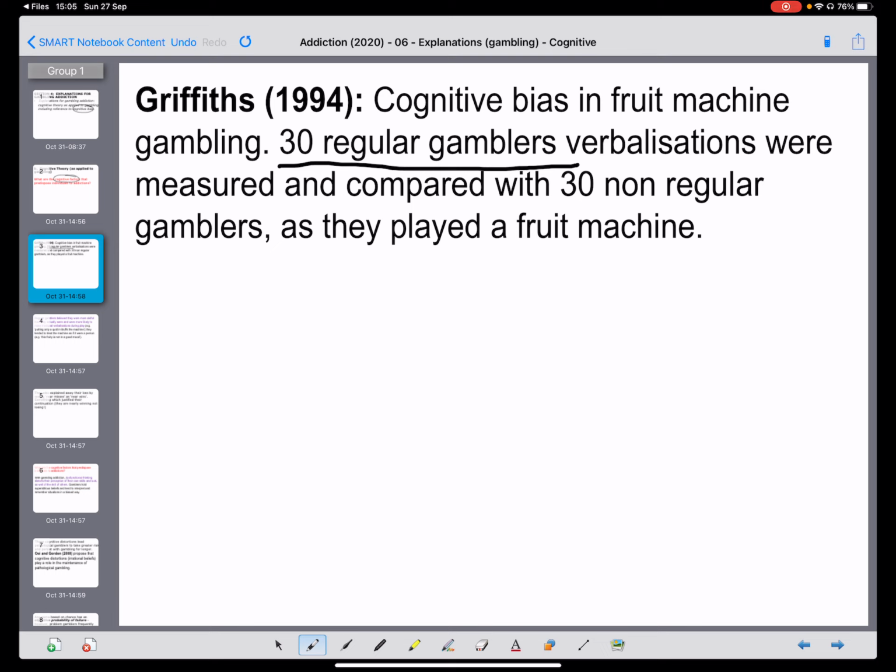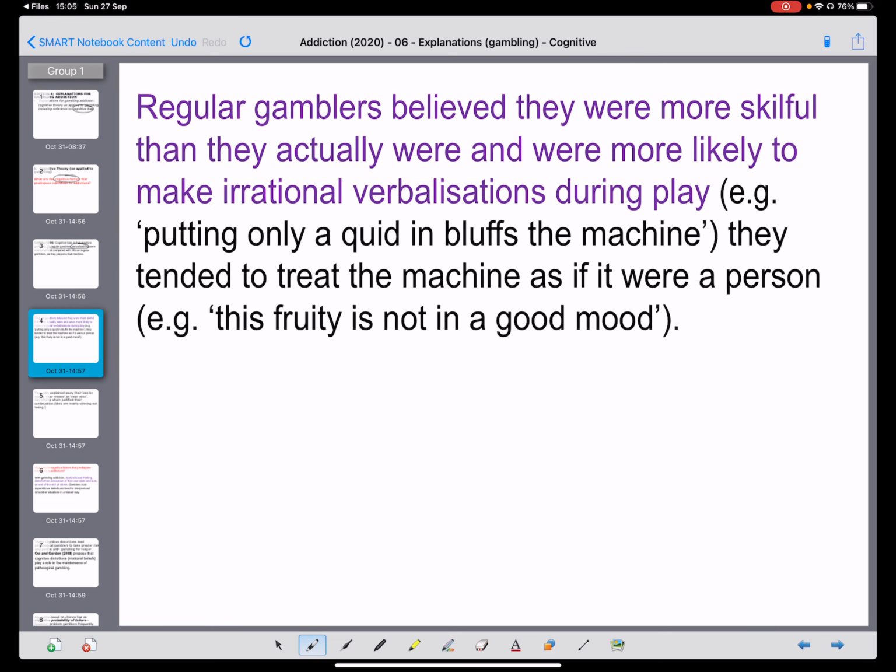So if I contrast two groups, one group who gamble and one group who don't, the group that gambles definitely think differently compared to people who don't gamble. And what they're mostly looking at is verbalizations, because we can't read people's cognition. So he got them to talk through their actions as they gambled. And what we find, quite interestingly, is several different things.